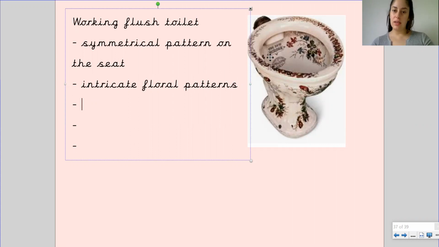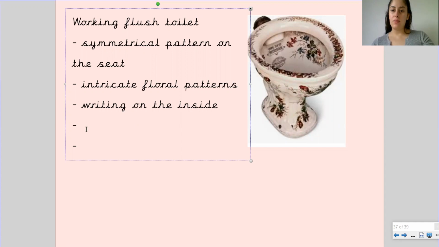What do you see on the inside here? We can see some writing. What do you think that writing, what information do you think that writing would include? I think back to the electric hairbrush. What was it engraved with? It was engraved with the inventor's name on it. So here we can also see some writing on the inside, which may also tell us who created this design for the working flush toilet.